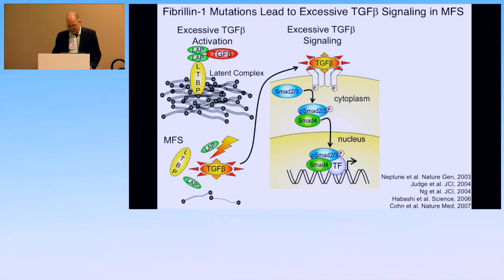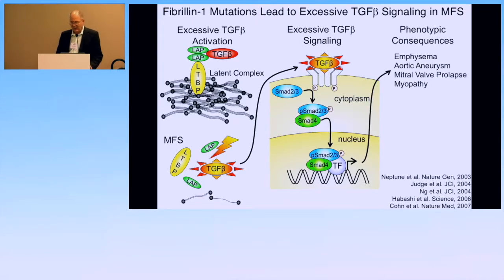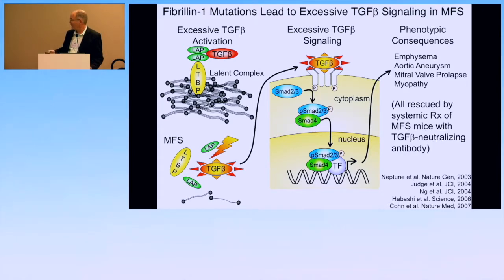Perhaps most importantly, multiple groups were able to show that this high TGF-beta signaling that's seen in association with Marfan syndrome has phenotypic consequences, including developmental emphysema, progressive aortic root enlargement, mitral valve thickening and dysfunction, and skeletal muscle myopathy, because each of these manifestations could be attenuated or even prevented by treatment of Marfan mice with a variety of interventions, including specific TGF-beta blocking antibodies.